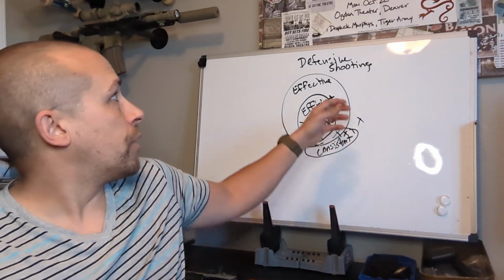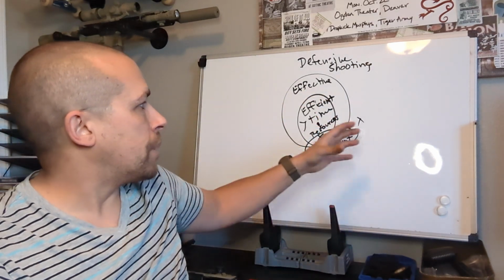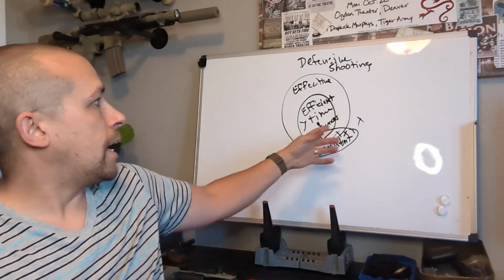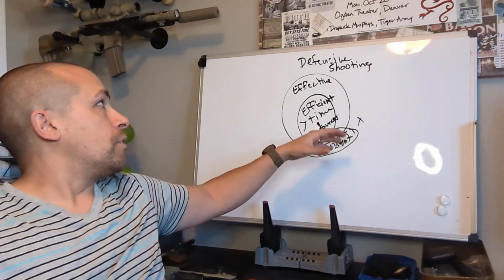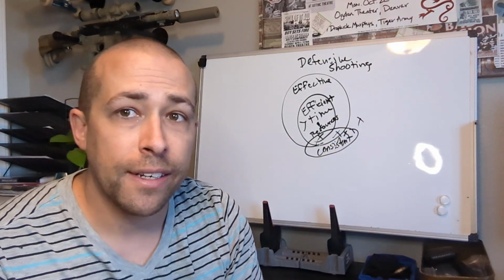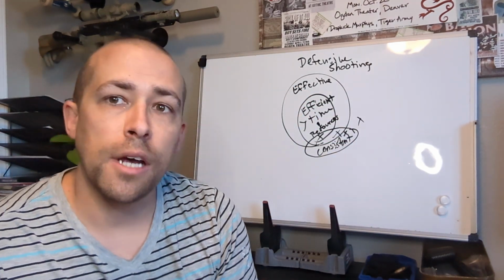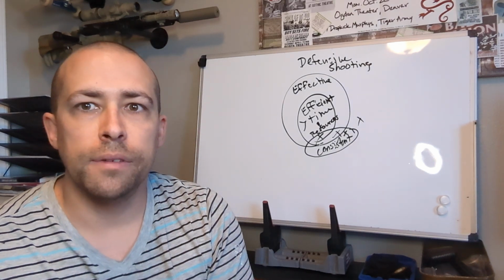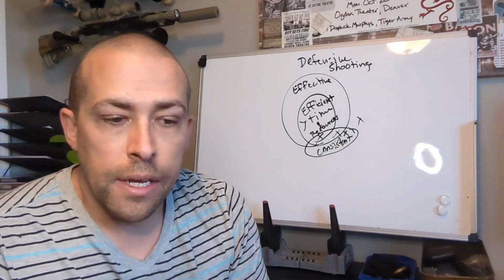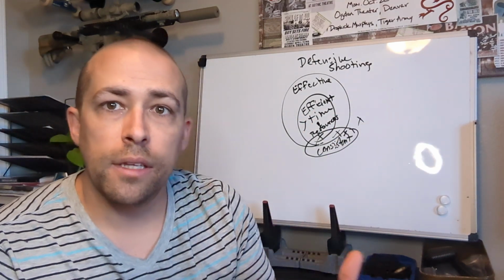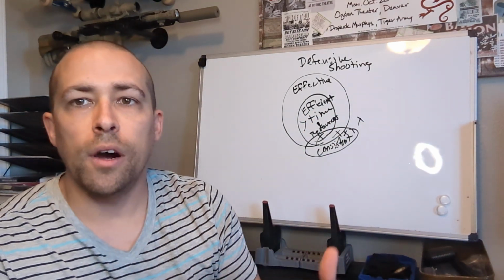Up on the board here, I've talked about this in other videos. This is our efficiency and consistency Venn diagram, and I'm just going to quickly run through it. We want to be effective in the context of defensive shooting, and effective in defensive shooting means that it stopped the threatening behavior. That is our definition of effective. We don't want to just be effective, though. We want to be efficient. That means we are effective in the least amount of time and resources.